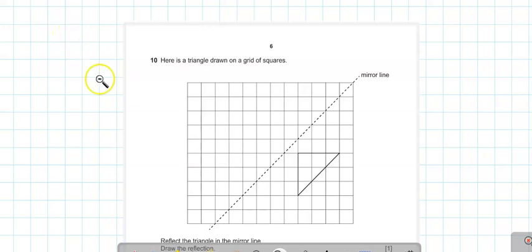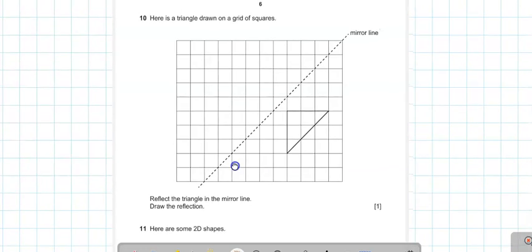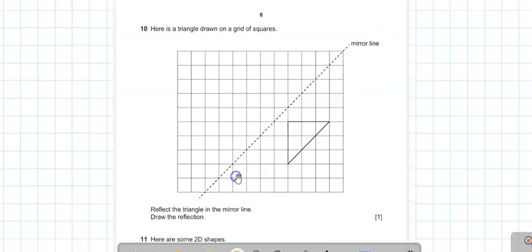Okay, let's continue. Question number 10. Here is a triangle on a grid of squares. Reflect the triangle in the mirror line. Draw the reflection. You can solve it with any method, with tracing paper or whatever.